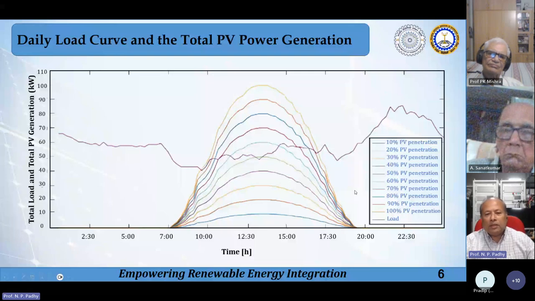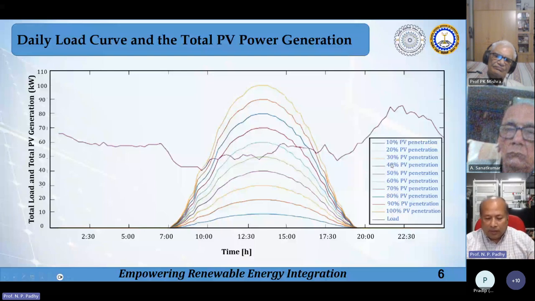But unfortunately, a lot of energy is available to me from 7 a.m. to 7 p.m., and the majority of it is available at 1 p.m. And this is basically the percentage of PV integration. If you are penetrating up to 50%, that is 10, 20, 30, 40, 50, the grid can easily absorb all the energy during that hour. But if it is 60, 70, 80, 90, 100% PV penetration, that means most of the energy available to me from PV cannot or may not be able to get absorbed by my grid. And hence this packet of energy needs to be shifted to the load area during 8 to 10 p.m.